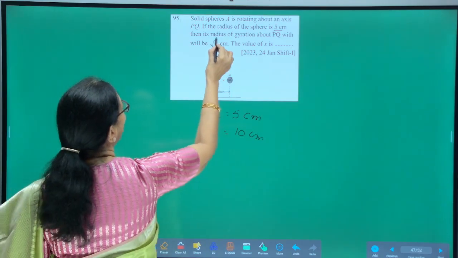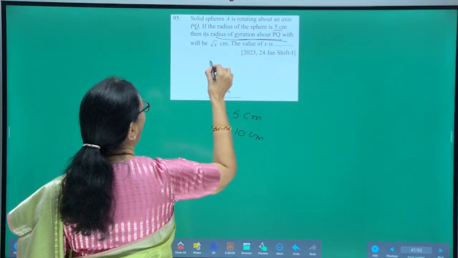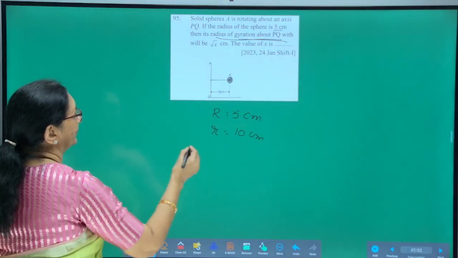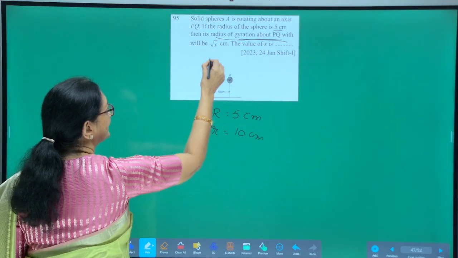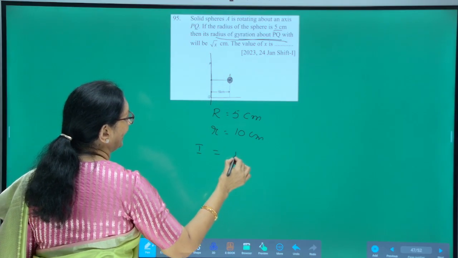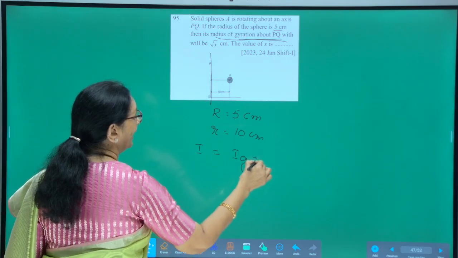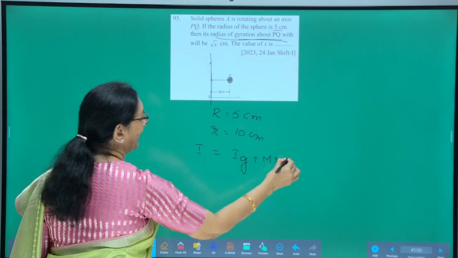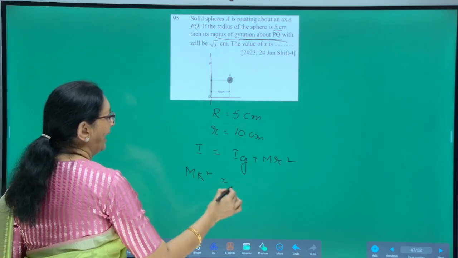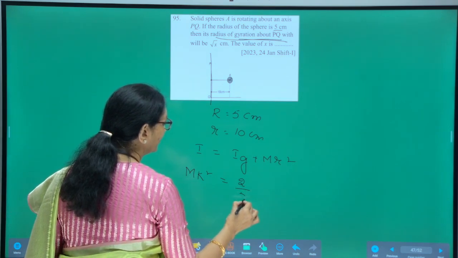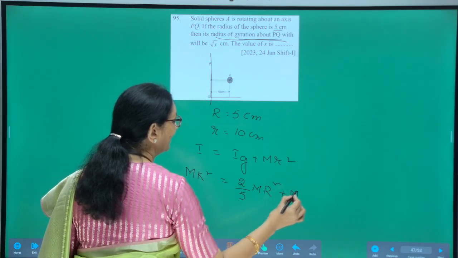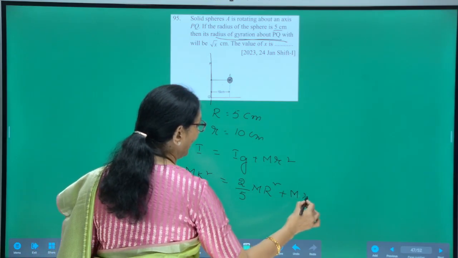Okay, then radius of gyration about PQ. So, here about this axis, let us take the moment of inertia as I is equal to Ig plus mr square. I is equal to mk square. Ig is equal to 2 by 5 mr square plus m into small r square.